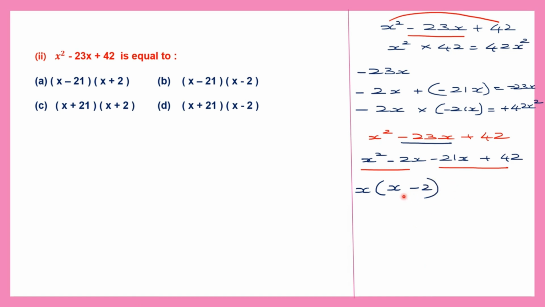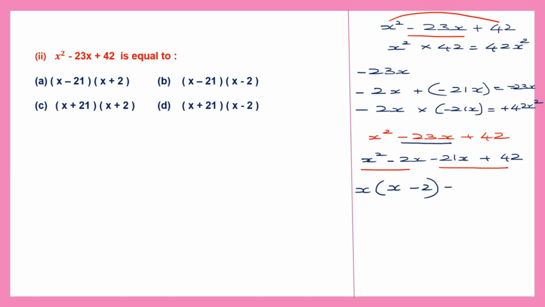Now here also I need to get x minus 2, so that I can make both common on both sides. So for that, what do I put outside? Now look at 21 and 42. What is common? 21 is common, isn't it? 21 ones are 21, 21 twos are 42. So I can bring 21 outside.